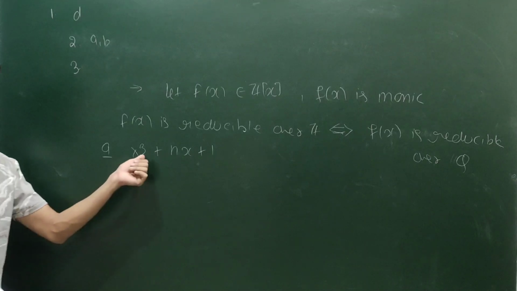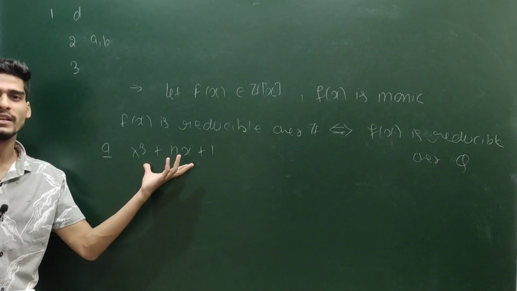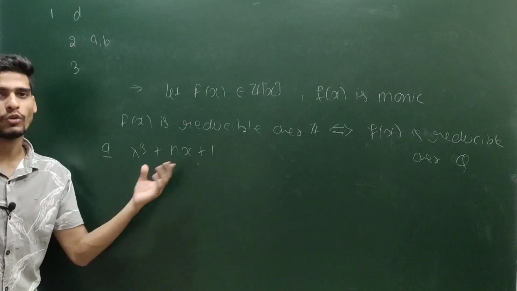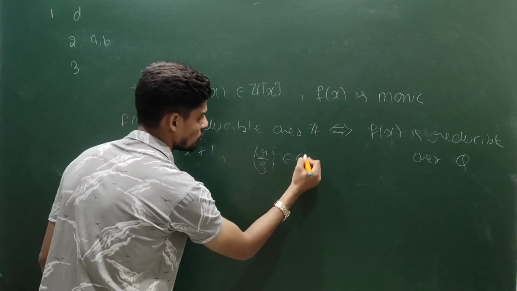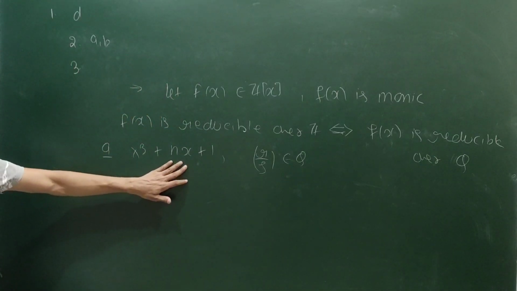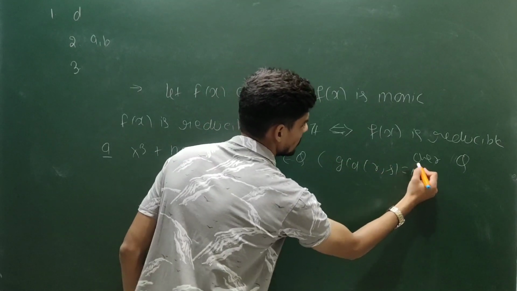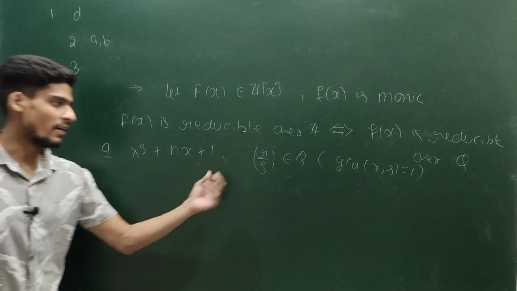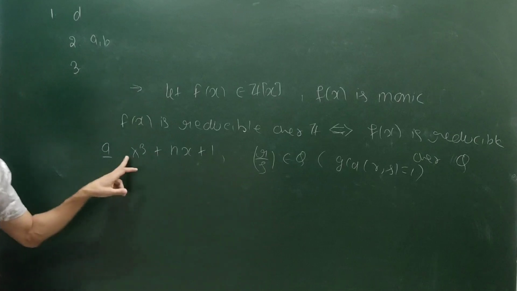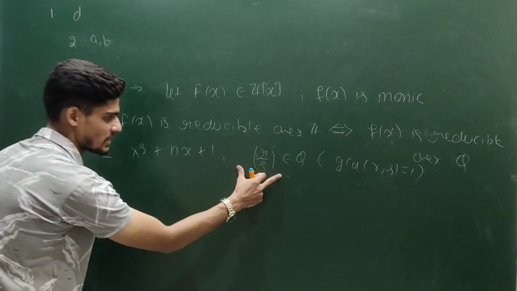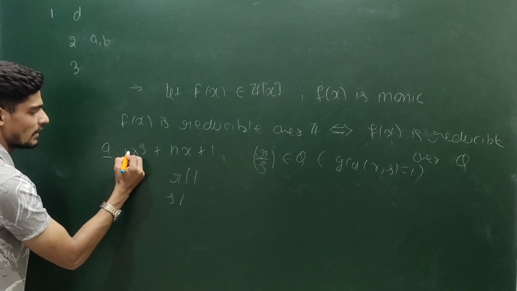I can use the criteria for degree 2 and degree 3 over Q because Q is a field and this is a degree 3 polynomial. So I can say this polynomial is reducible over Q if and only if it has a root over Q. Suppose r by s belongs to Q is a rational root, and I am choosing r by s in such a form that GCD of r comma s is 1. The proof I have given in my theory lecture. If you are seeking a rational root, then this r should divide your constant term, and this s should divide your leading coefficient, that is 1.